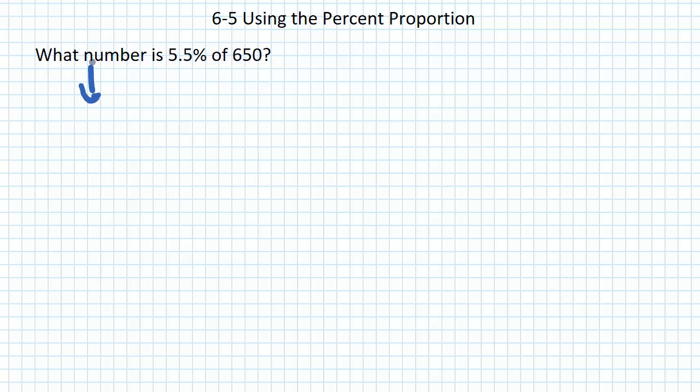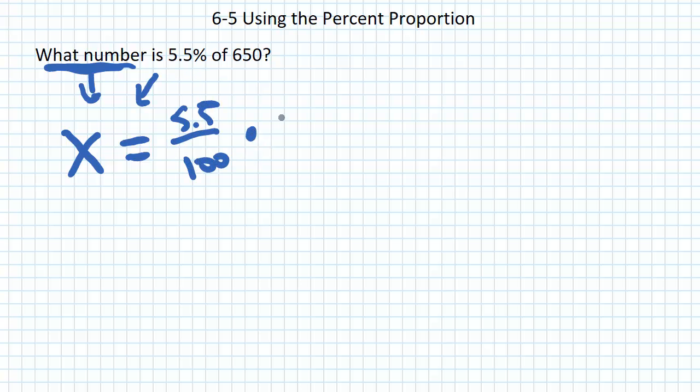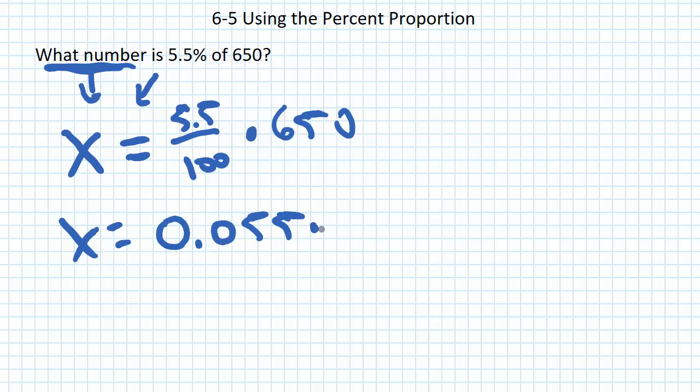So I could say, what number, what number means variable, is 5.5% of 650? So I think if you can get onto this, you'll do pretty well. All right, well, what is, and I just solve this equation. It's even easier because my variable is already isolated, so I just have to carry out this calculation. Well, what's 5.5 divided by 100? That's 0.055 times 650.